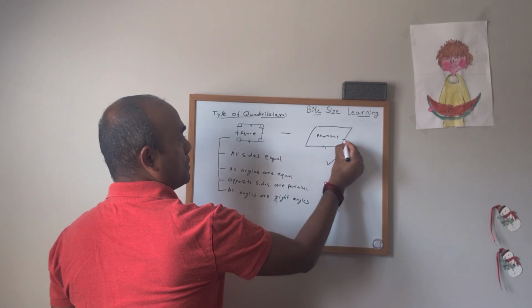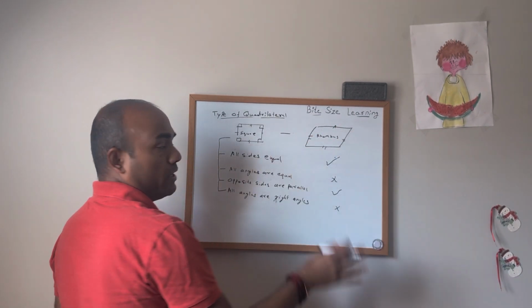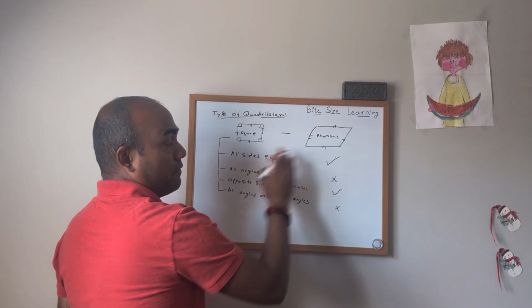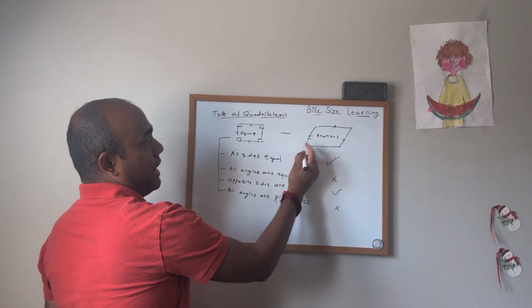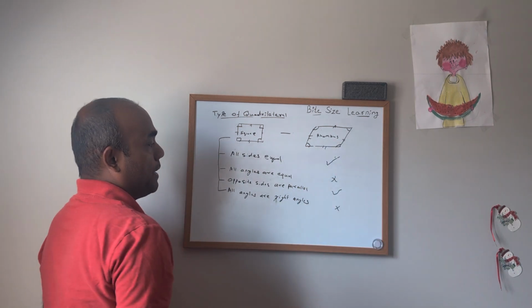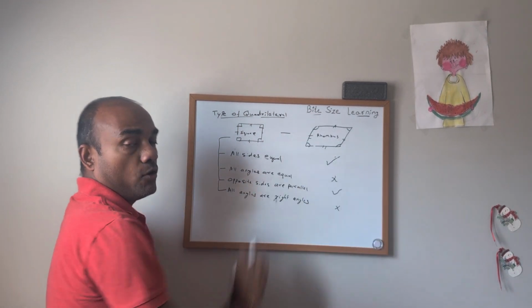When you see a rhombus, you know that all the sides are equal in a rhombus. All the opposite sides are parallel to each other. They will not intersect. But the angles are not right angles. Okay. And the angles are not equal.